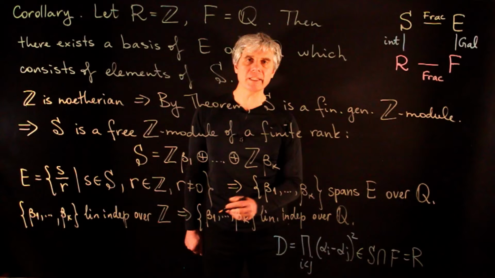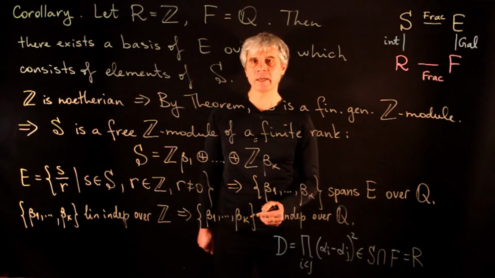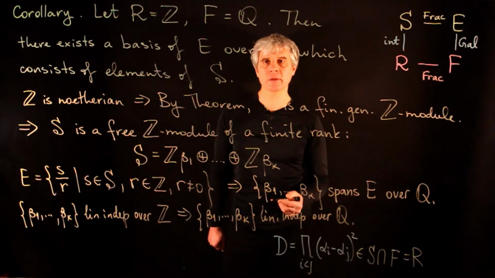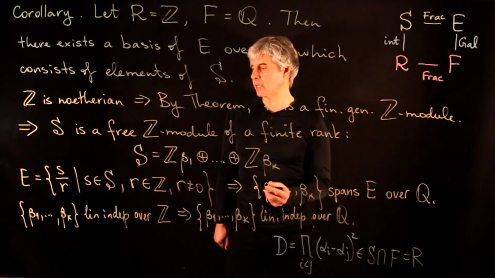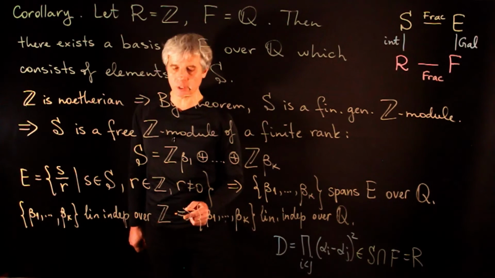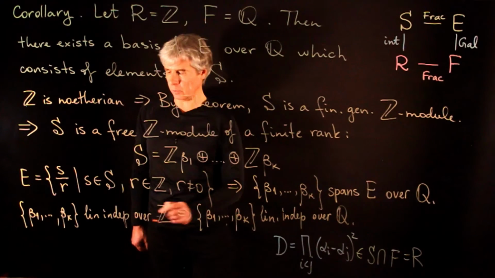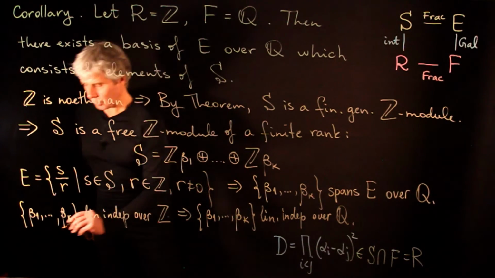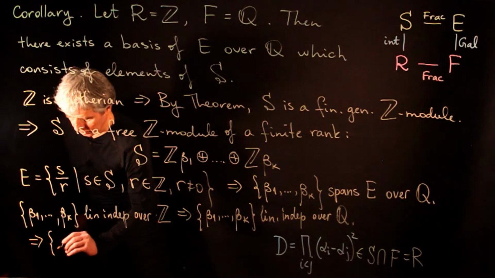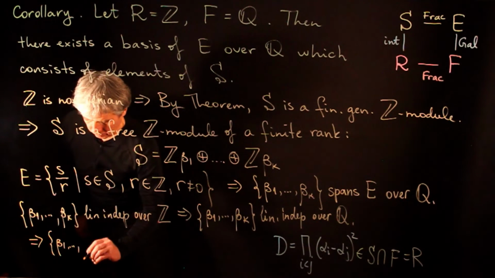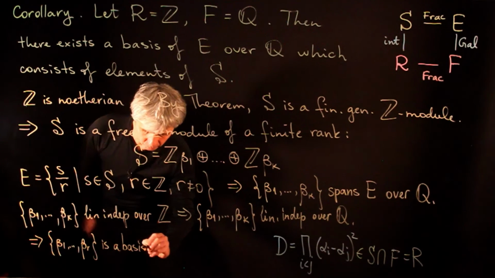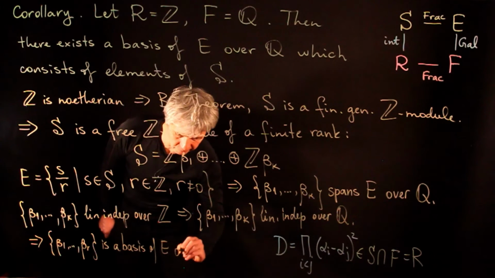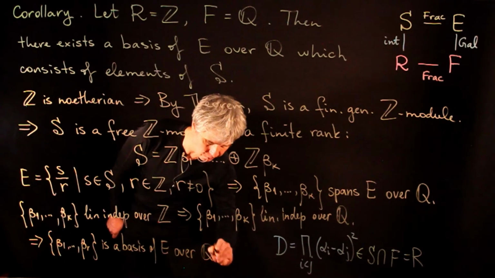Because if we have a linear dependency over Q, we can take the least common multiple of all denominators, and multiplying the linear dependency by this integer, we can clear out all denominators and obtain a non-trivial linear combination of betas with integer coefficients, which is a contradiction. So the conclusion is that the set of betas is a basis of E as a vector space over rationals.